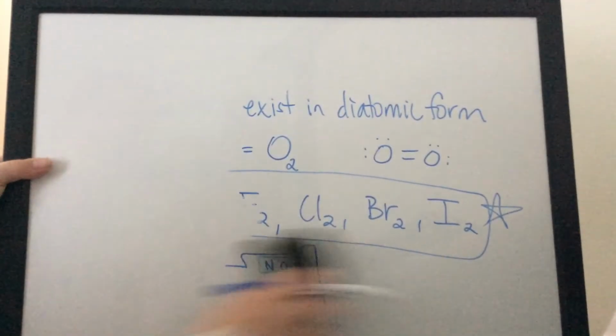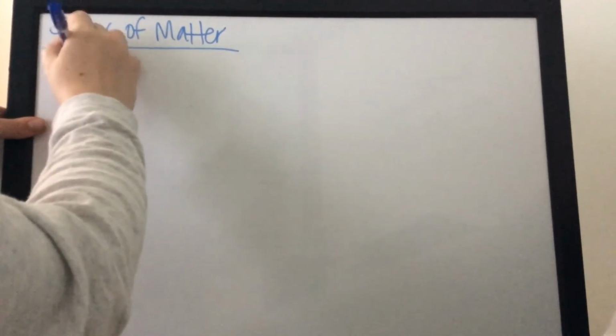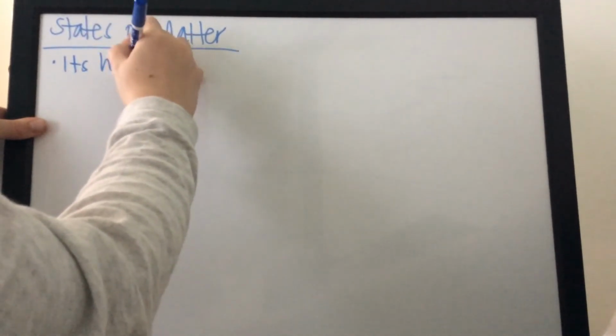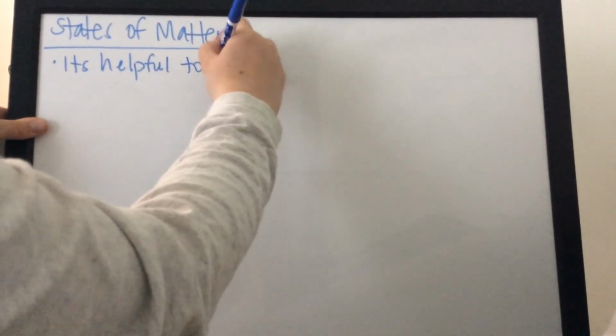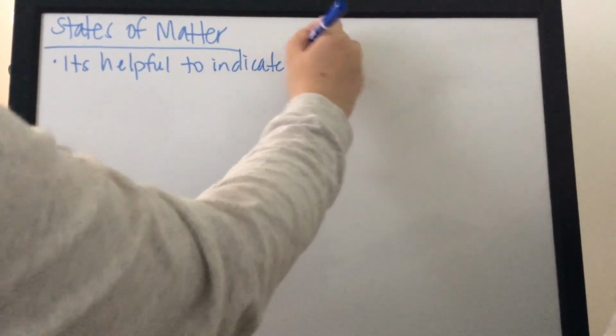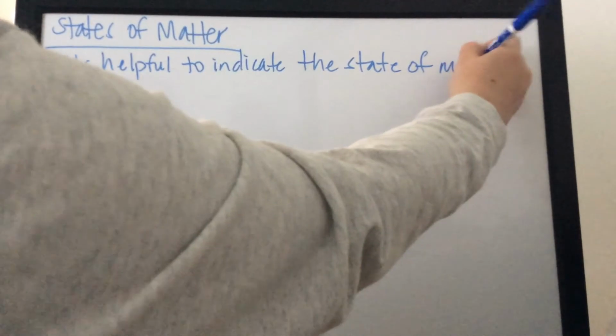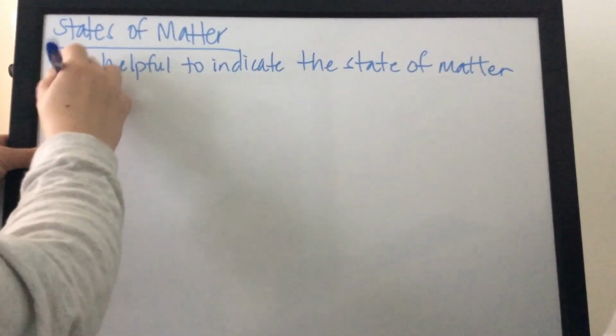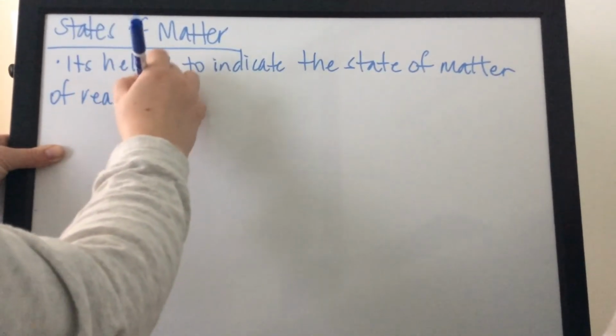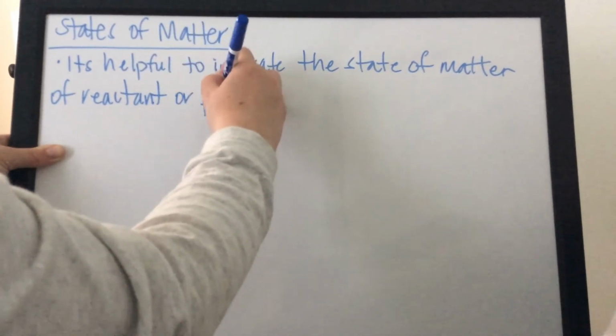All right, and then this last little intro is talking about states of matter. We have talked about states of matter: solid, liquid, gas. We know the states of matter, but sometimes it can be helpful to indicate the state of matter of a reactant or a product in a reaction.